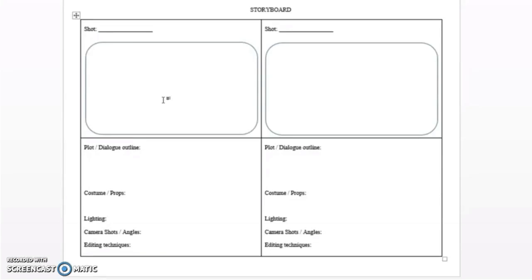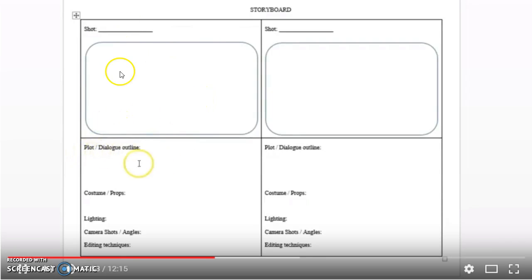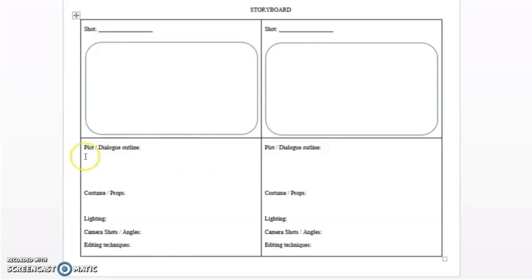Remember, we talked about this earlier in the semester, and it's come up again and again over the course of the semester, so I hope you've been paying attention. A shot is simply uninterrupted footage. And you'll see that each section here, you'll have the shot, and then for that shot you can plan out what your plot is, what the dialogue is going to be as a general outline, what costume or props you're going to need, your lighting, your camera shots and angles, as well as what editing techniques you're going to use. And that goes for each one, for each shot.